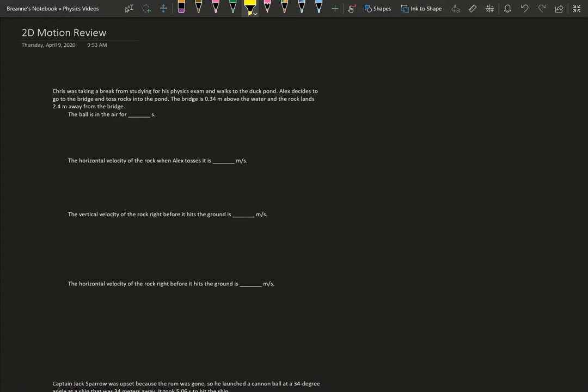So, problem number 1. Chris was taking a break from studying his physics exam and walks to the duck pond. Alex decides to go to the bridge and toss rocks into the pond. The bridge is 0.34 meters above the water, and the rock lands 2.4 meters away from the bridge. So those are our givens. When in doubt, draw it out.